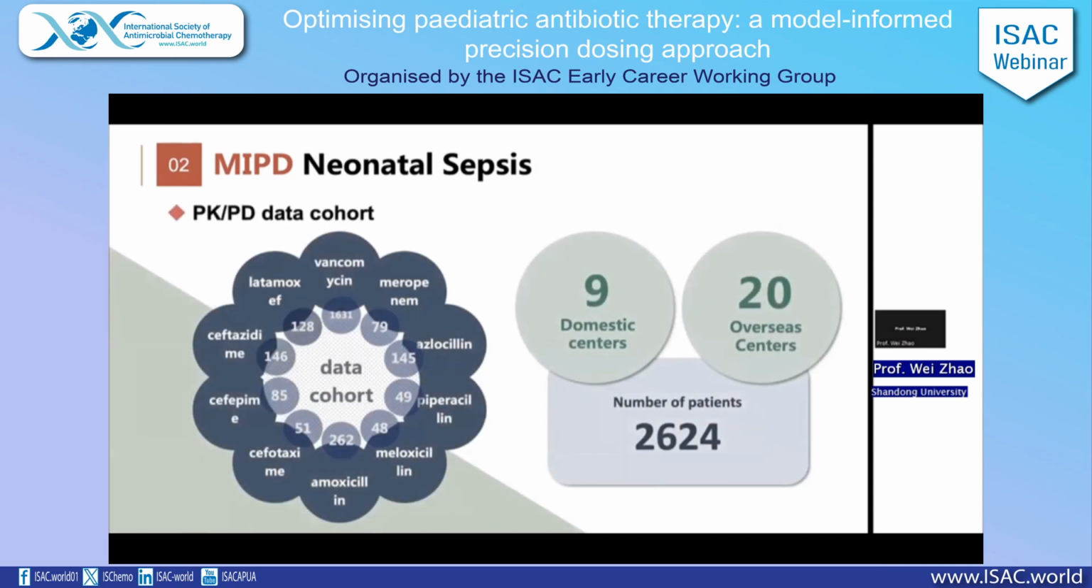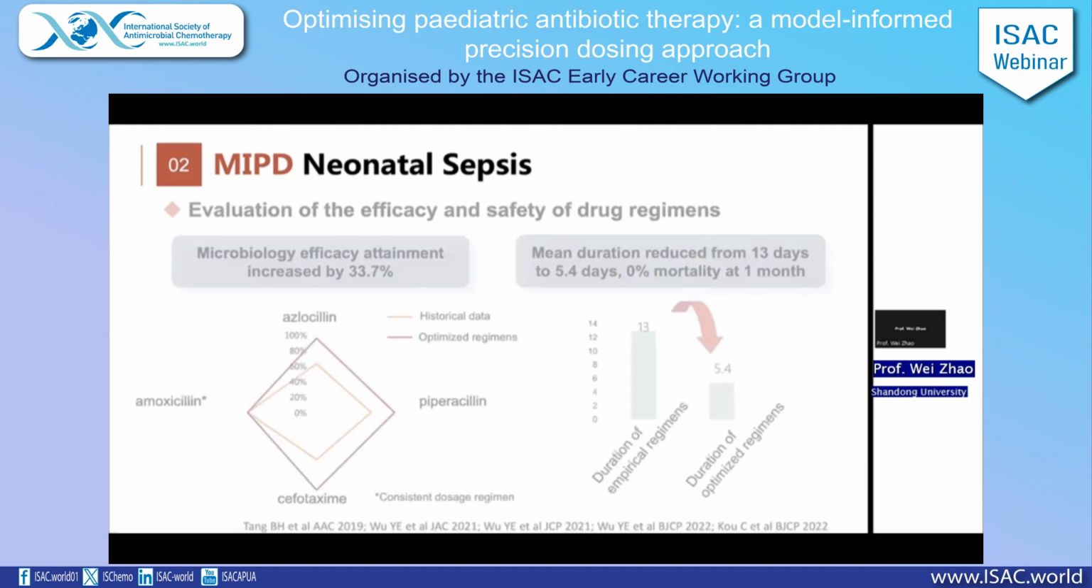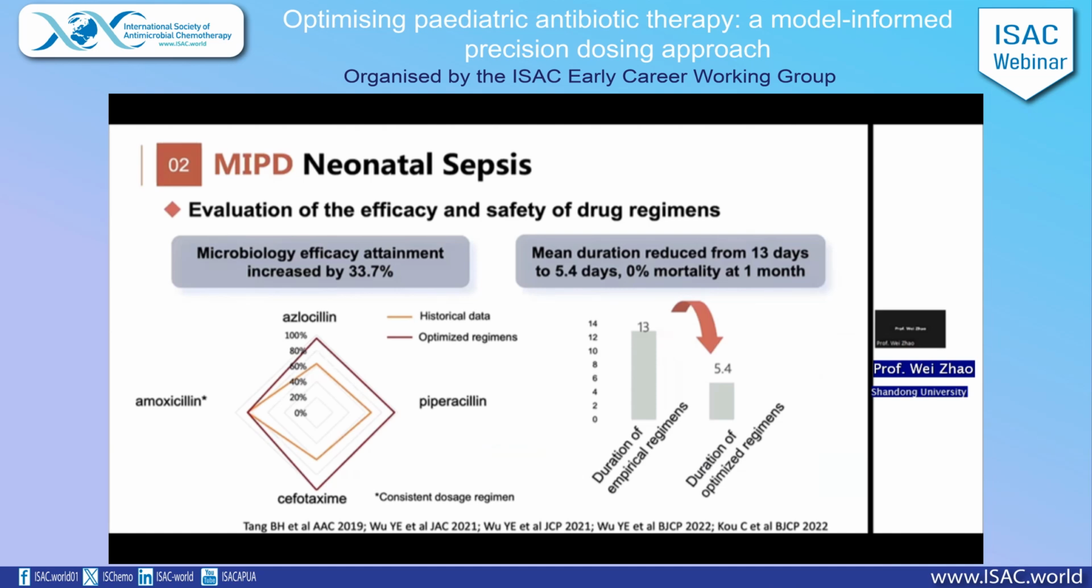And for the neonate, until now, we already have a very large data set, including 9 centers in China and also 20 centers around the world. We have successfully recruited more than 2,600 patients in this cohort. And for different drugs, we have piperacillin, amoxicillin, azithromycin, etc. Based on the model, the microbiological efficacy attainment increased by 33%.